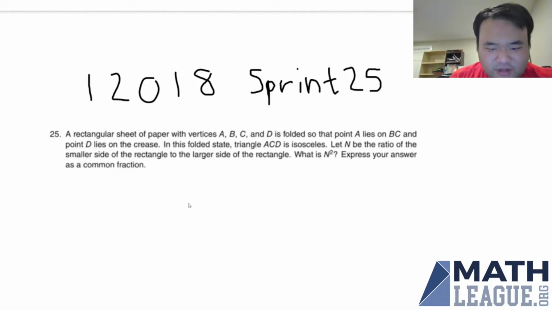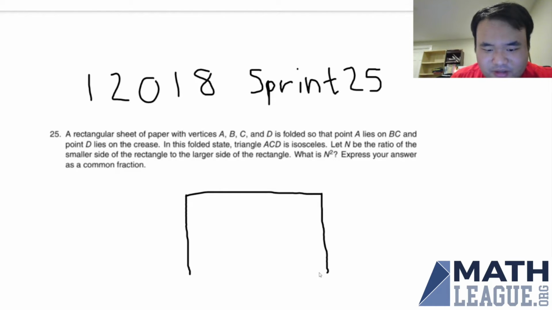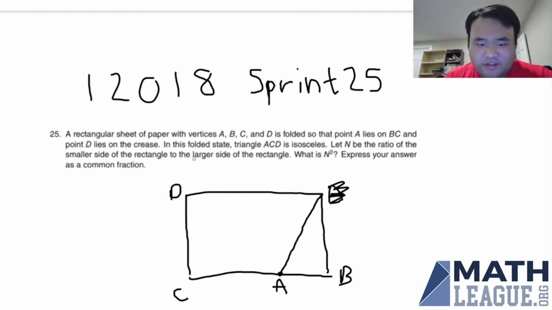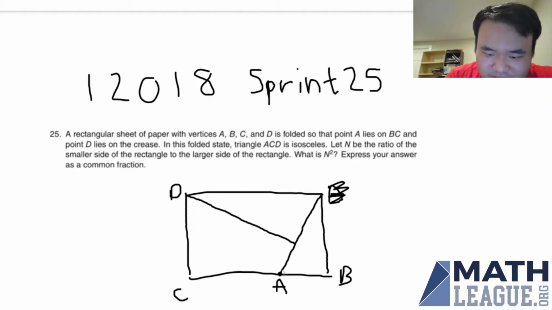Well, to start, as with all geometry problems, we start with the diagram. So we draw a rectangle and label the vertices A, B, C, and D. So now we have that point A is folded along a crease, so we can draw such a crease like this. And this is now point A, so we can ignore this point entirely. So then we have that point D lies on the crease. This means that D lies on the perpendicular bisector of this line segment here because of reflections.